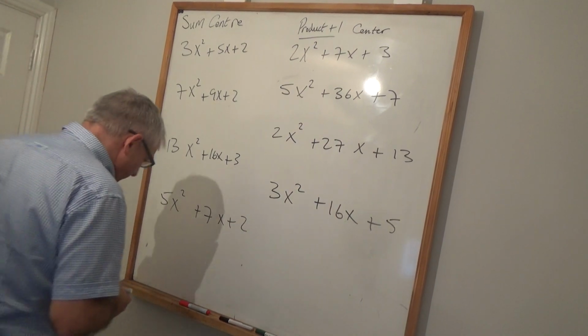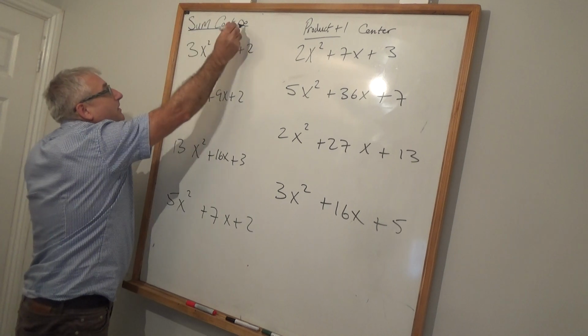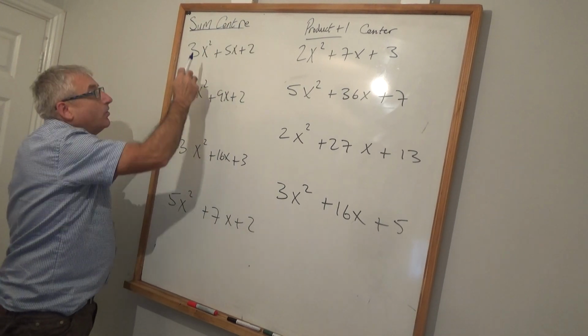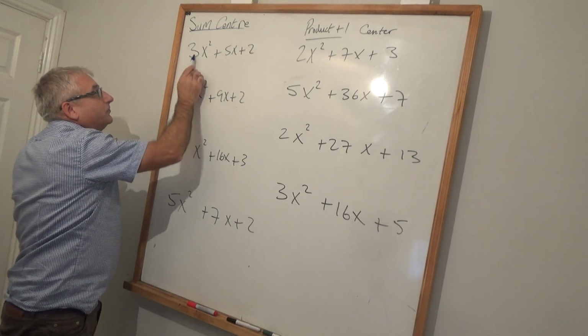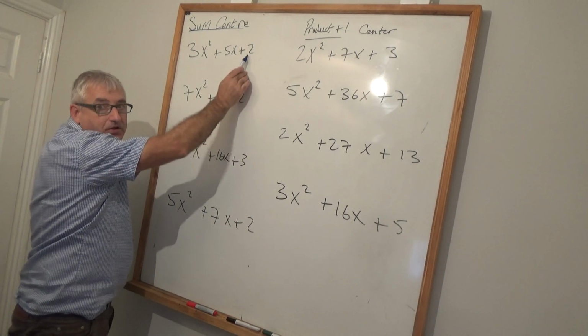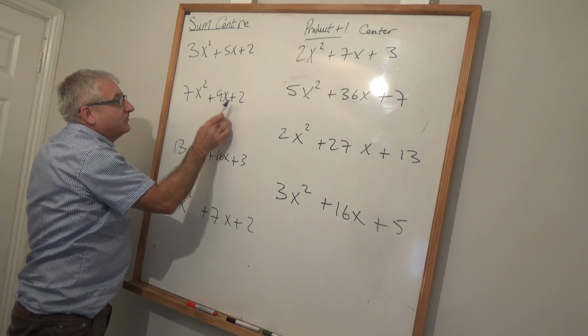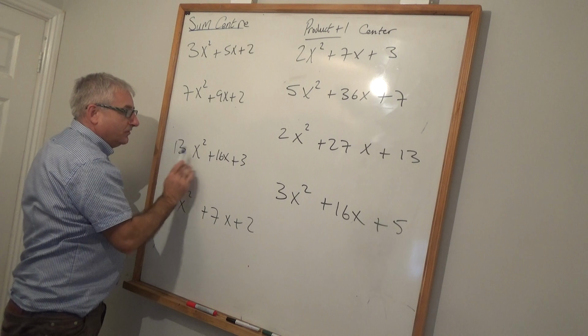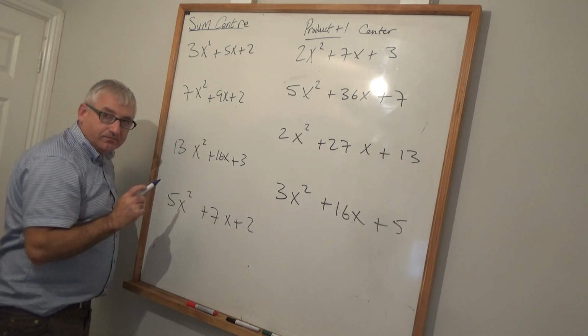Okay, we're doing some factorizing here, and we have two very specific types of problem. You'll notice that in all of these ones down on the left, the quadratic coefficient 3 plus the constant number 2 add together to 5. Similarly, 7 and 2 adds to 9, 13 and 3 adds to 16, and 5 and 2 adds to 7.